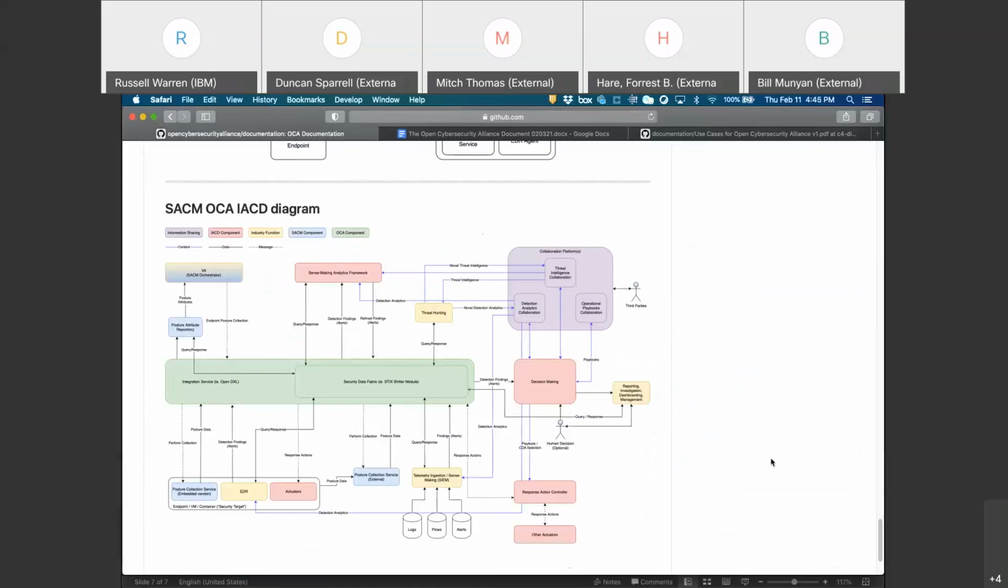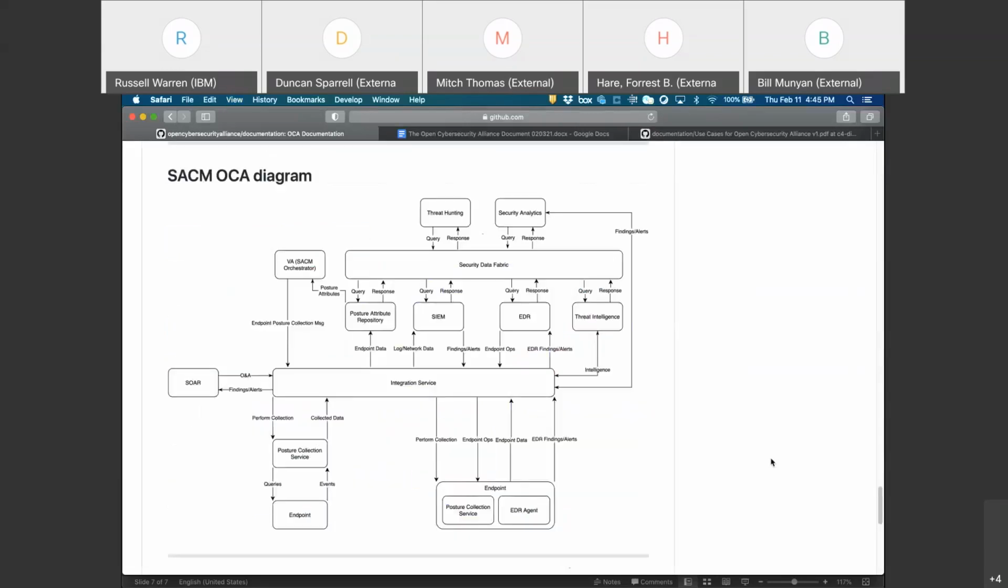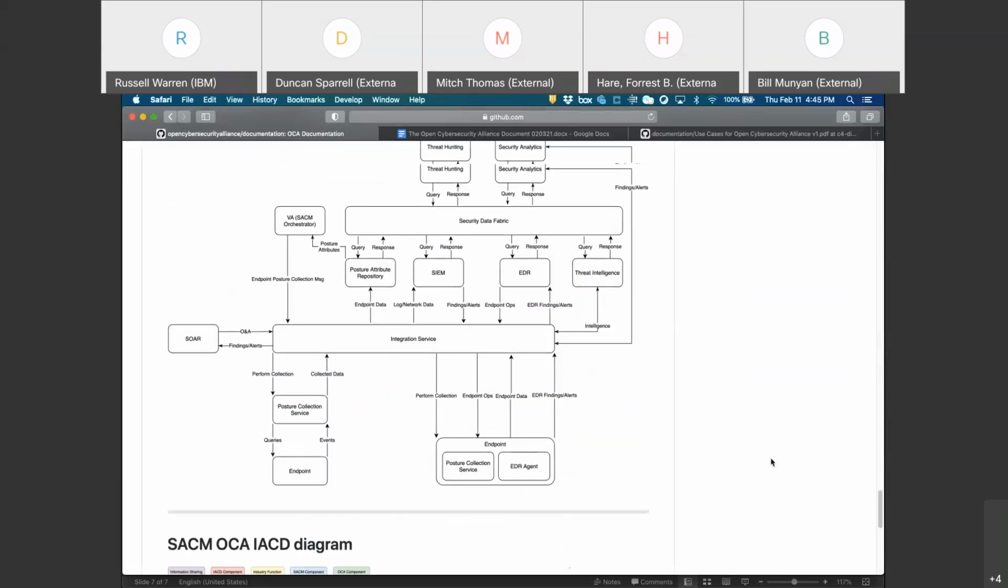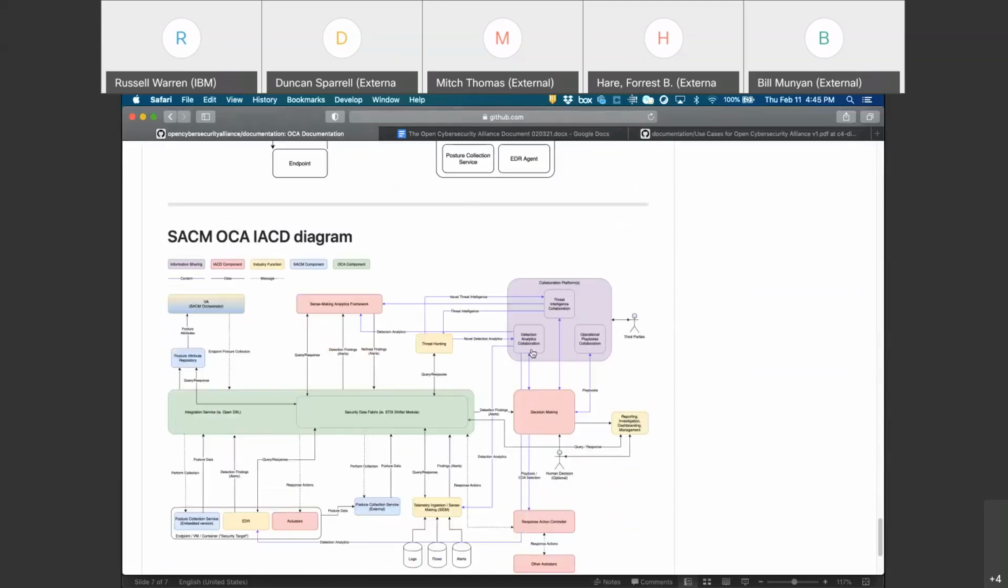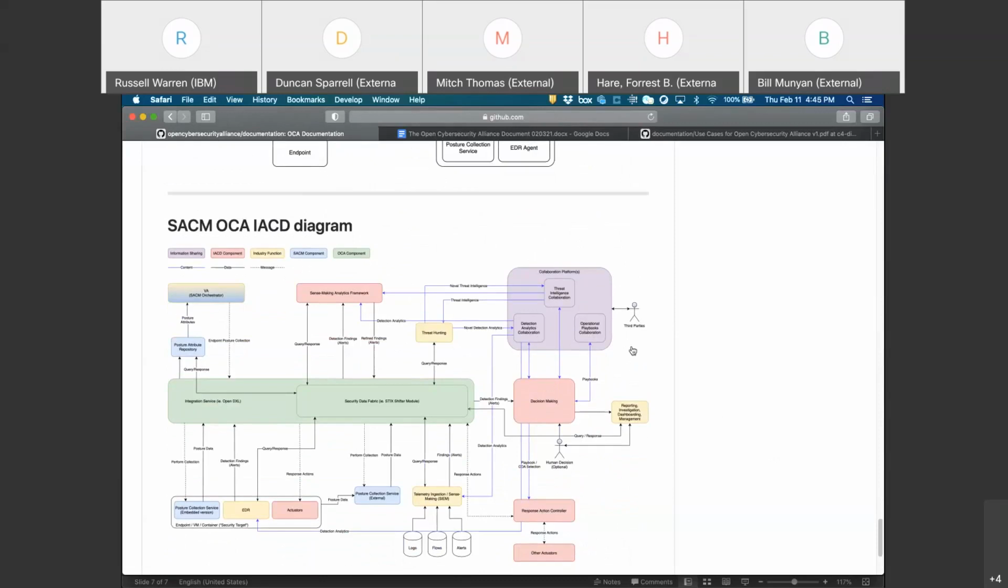Wait, I thought those were supposed to be in the purple. Can you blow it up? Oops, got it wrong. I thought that was all stuff in the purple. Over here? Yeah, I think so. It says collaboration platform there, and it looks like threat intelligence, collaboration, detection analysis. And again, that's the discussion we were having, Duncan, about these diagrams aren't quite right yet. So we got to work them.